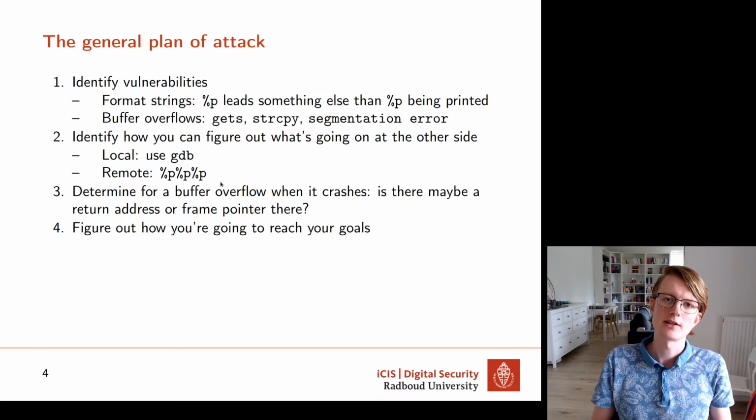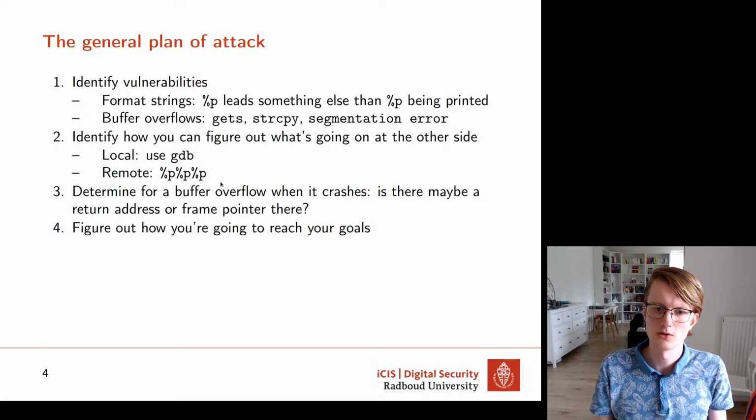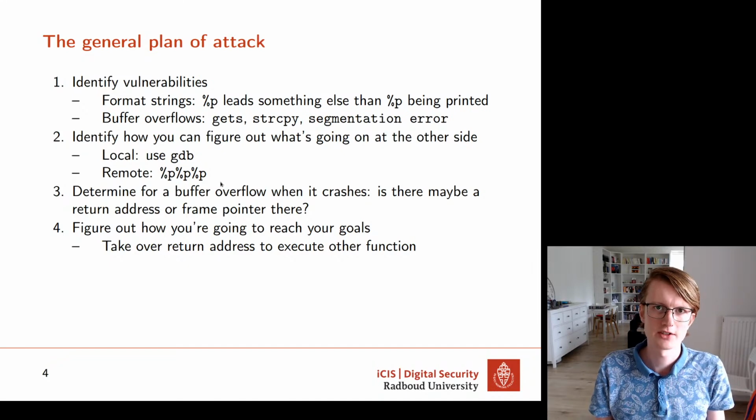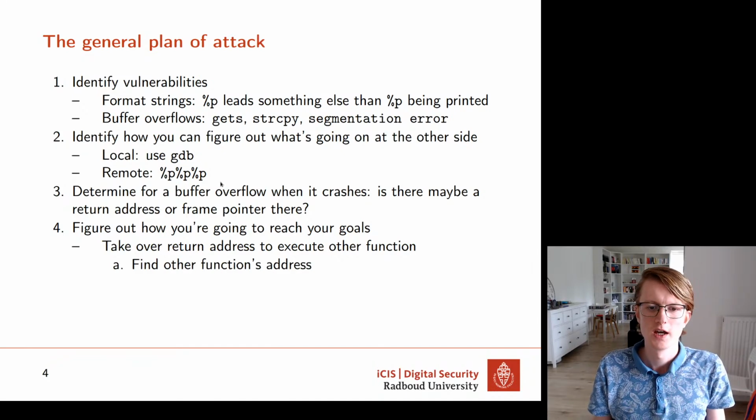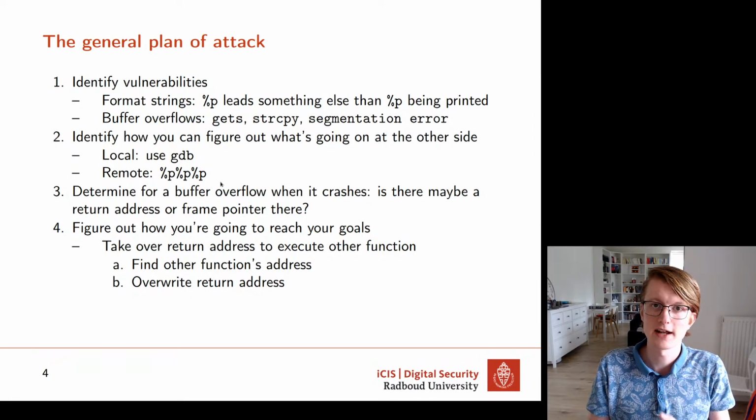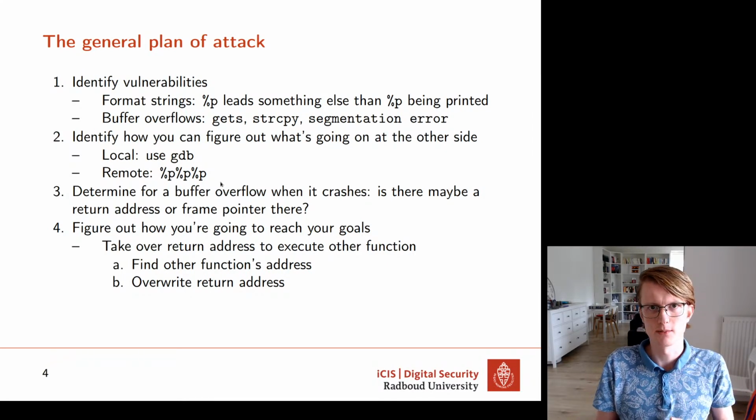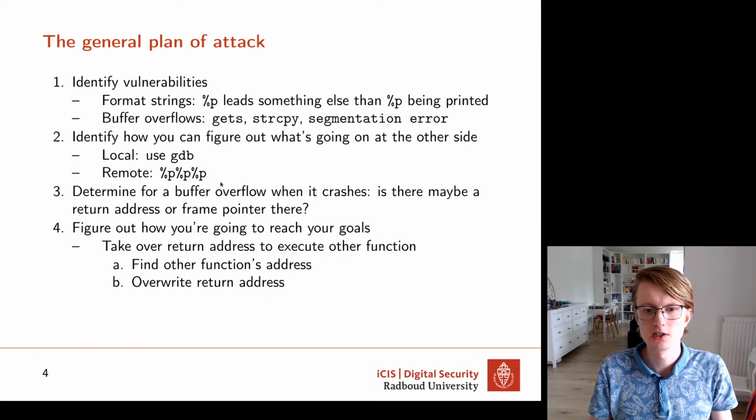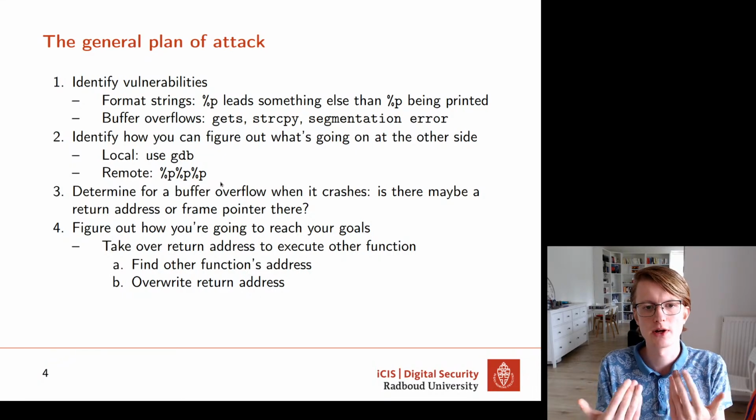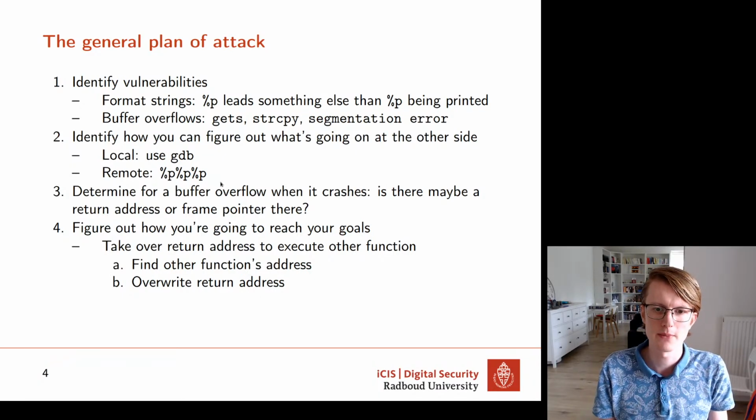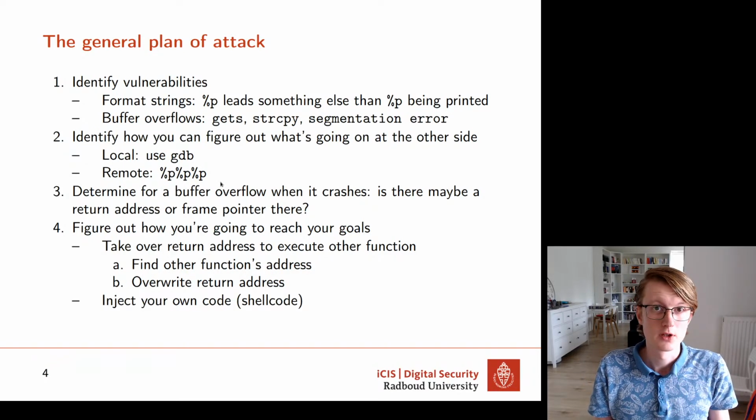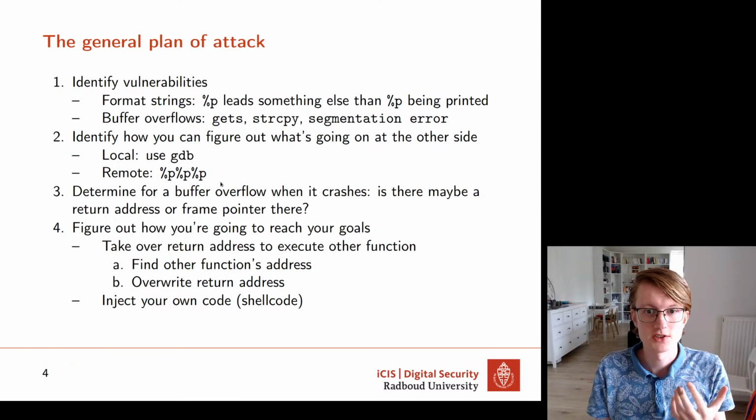Then you need to figure out how you're going to go about reaching your goals. So you can take over the return address to execute other functions, find those functions' addresses, and then overwrite the return address with that address. That's what you saw in assignment 4, where you had to use the launch shell function. You were given that address and you needed to overwrite the return address to run that program. Or if the code is not present in the program, you'll need to inject your own. And that was the shellcode that we talked about.